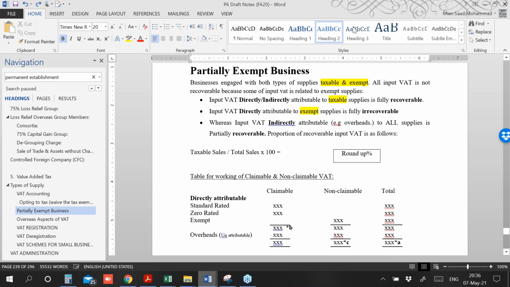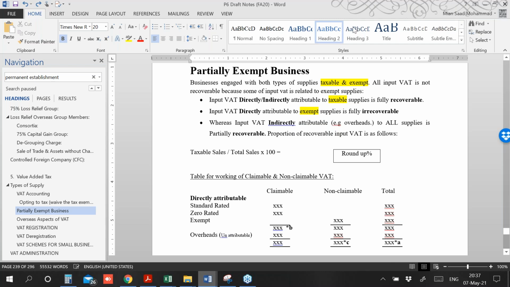Now, what about exempt supplies? If you are making exempt supplies, as the name suggests, they are exempt from VAT, so you cannot charge VAT on them. In exchange, all of the goods you purchase or all of the overheads you incur to make the exempt sales are also not recoverable. So what about a business that is dealing in both? He is dealing in standard rated or taxable sales as well as exempt sales.